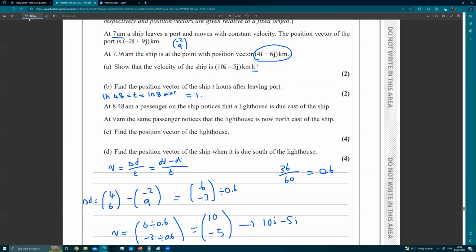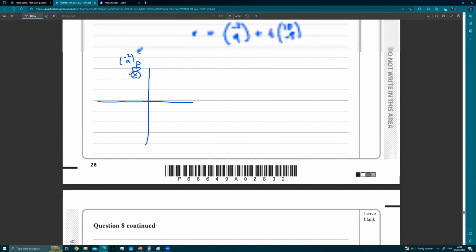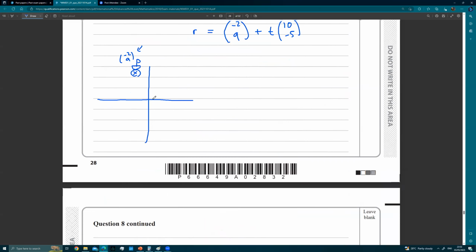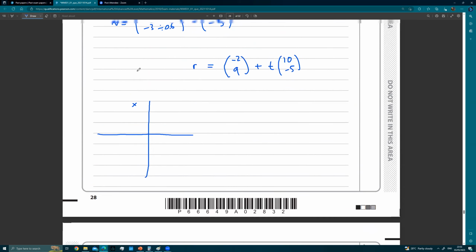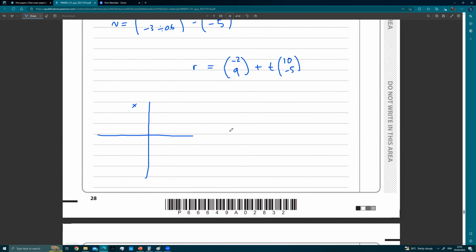So 0.8. So 1.8 hours later, a passenger on the ship notices that a lighthouse is due east of the ship. So how I would draw this is basically, let me show you. If here's my ship at the start, okay? I'll just draw the ship away from the diagram. Maybe it'll make more sense.